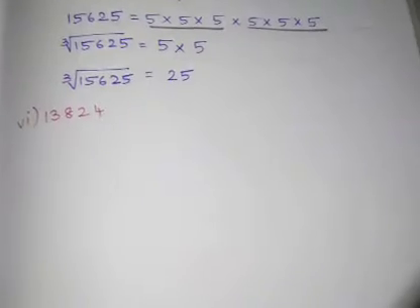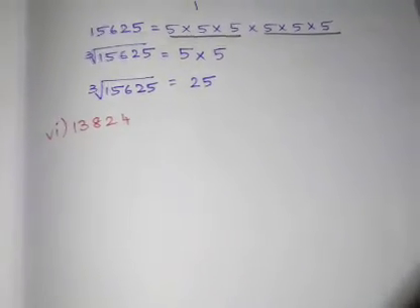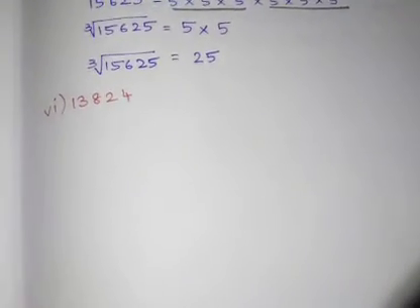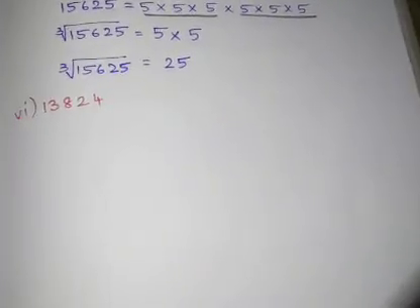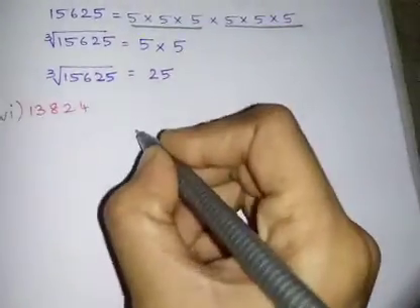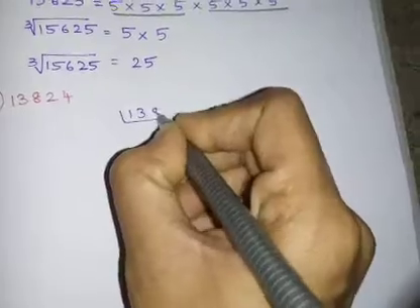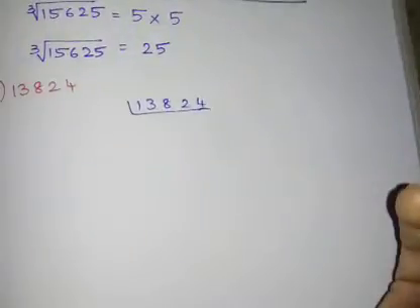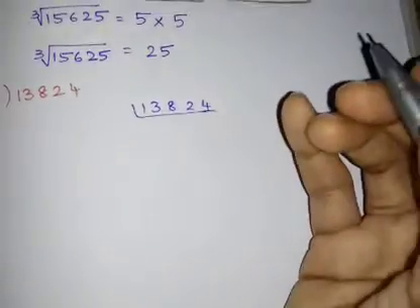Next is your sixth problem. Now we are going to find the prime factorization first, right? Then we will go to the cube root. First we will find the prime factorization of 13,824. Okay, you will do it in the 2 table.